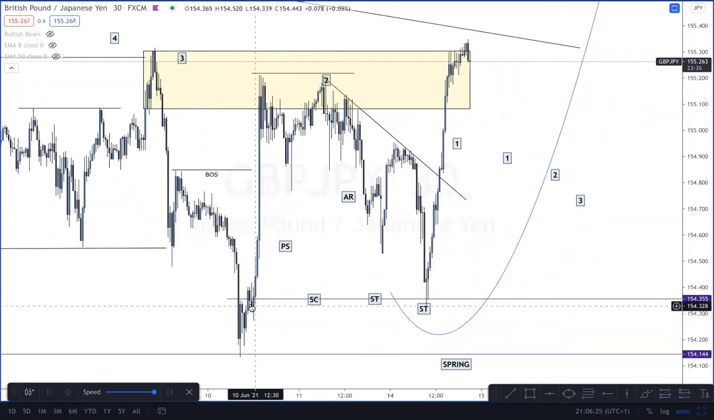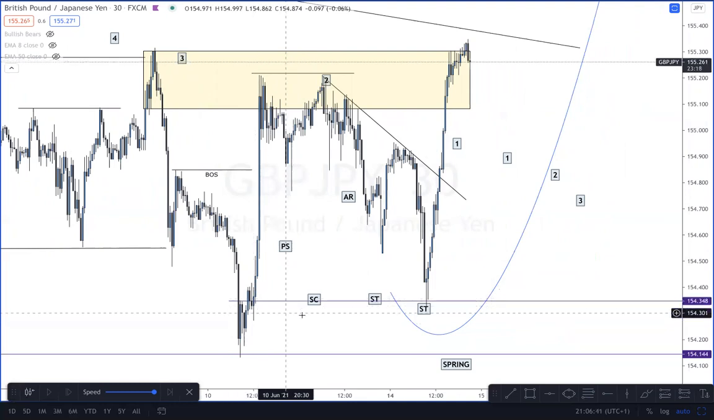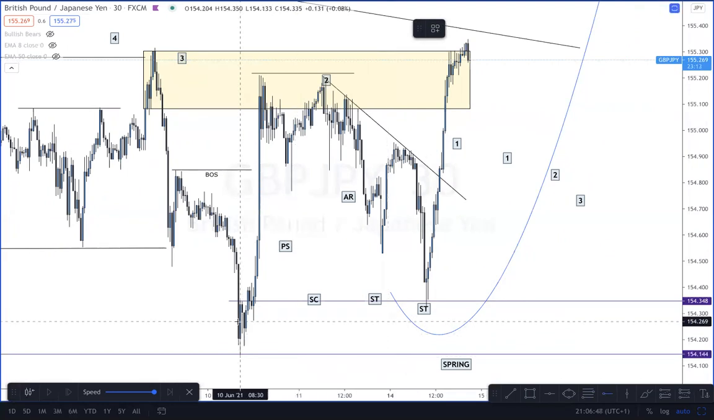On the 30 minutes, you can clearly see our last sell candle right here, our last sell candle before the buy. So if I move this right down onto the close of that last sell, the open of that last sell candle, you can see we can keep our stop loss below the last low right here.